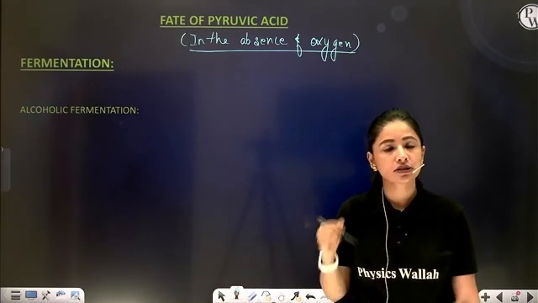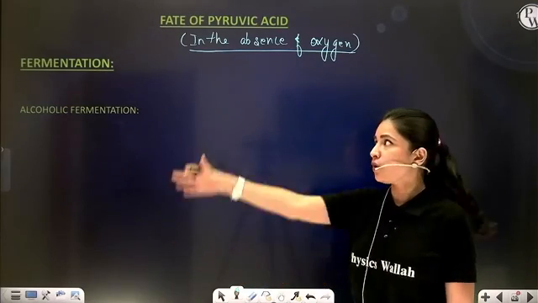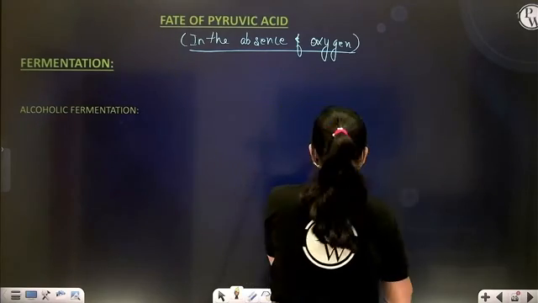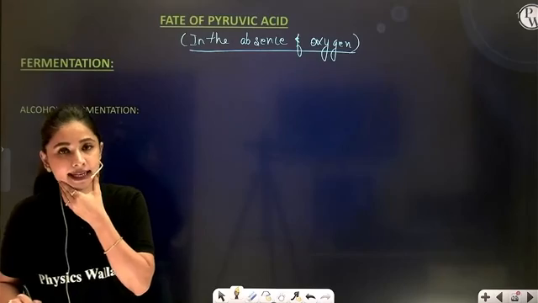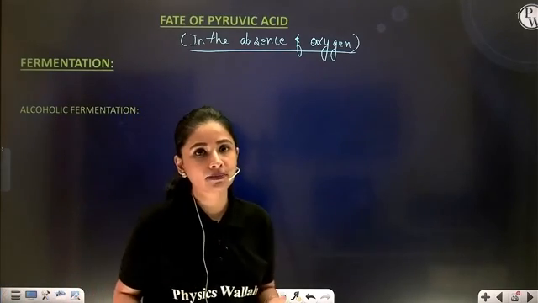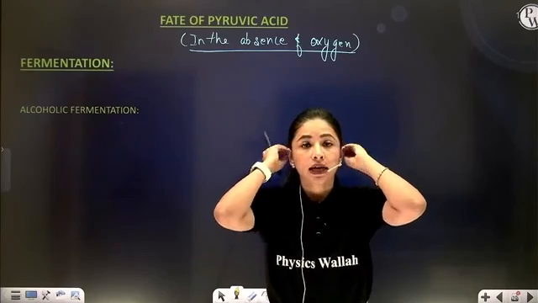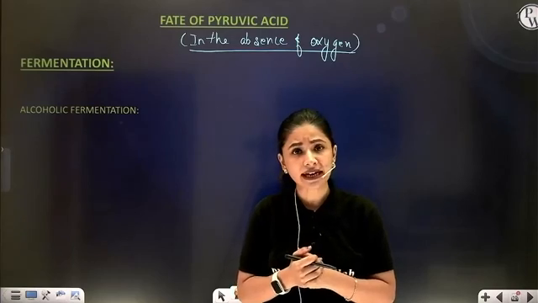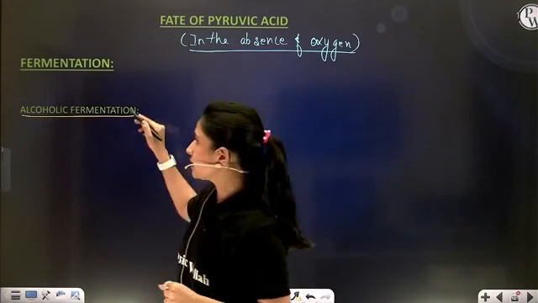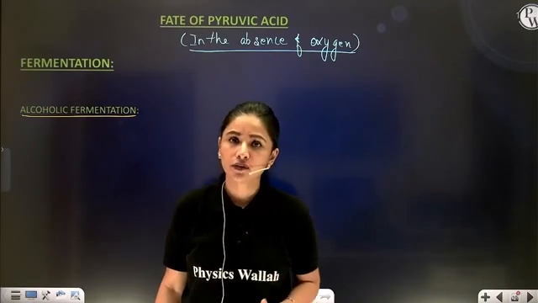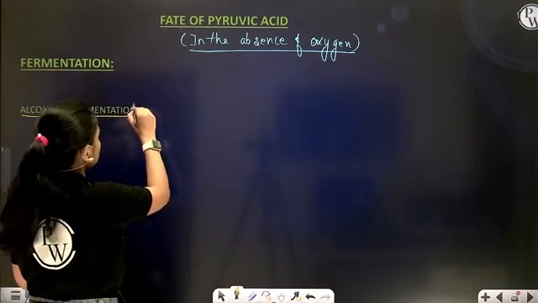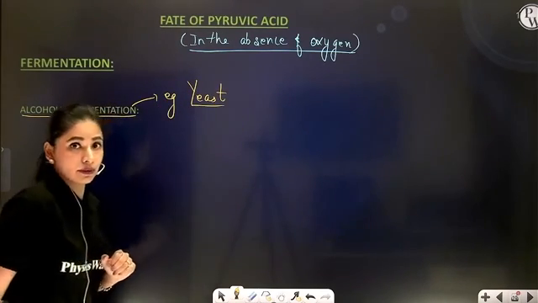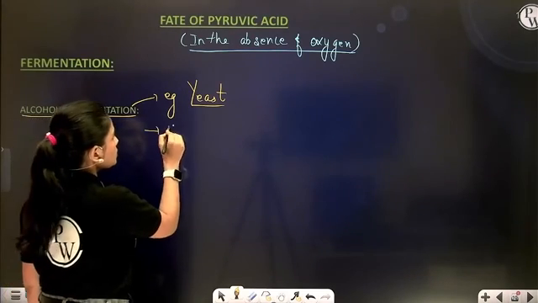In the absence of oxygen, that means anaerobic respiration, also called fermentation. So first we are going to study fermentation. Fermentation can be done in two ways: lactic acid fermentation and alcoholic fermentation, depending upon what the end products of pyruvic acid are. Correct? So first I'll be teaching you the first type of fermentation, that is alcoholic fermentation. Usually alcoholic fermentation is done by organisms like yeast. It is usually a two-step process.